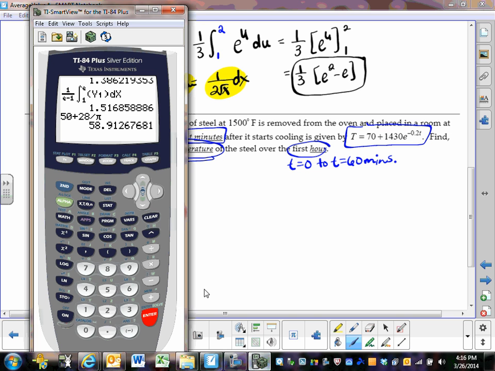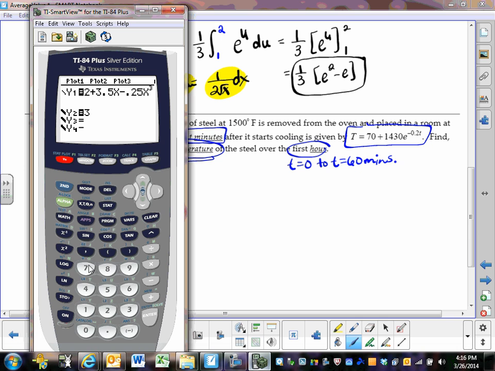So for this one, I would go straight to my calculator. I'm going to change my y equals function here to 70 plus 1430 e. Now be very careful. A lot of students type these incorrectly into their calculator. They don't notice the decimal point, or they put the decimal point in the wrong place.